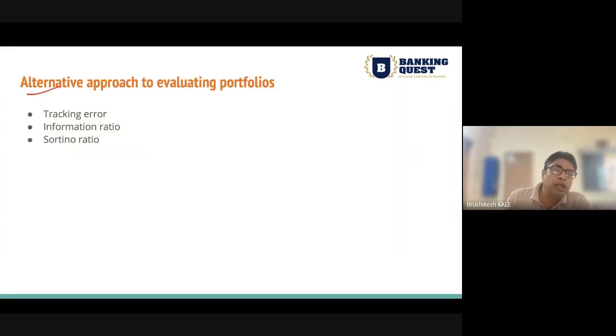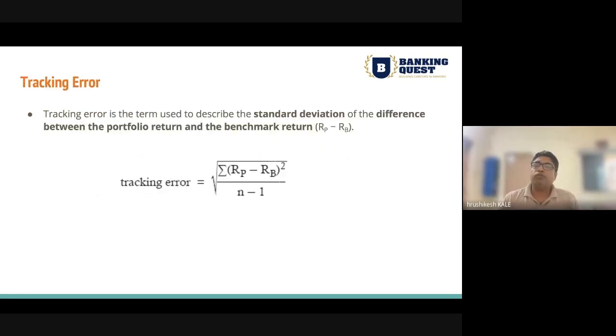Now, there are some alternative tracking approaches, which are also called modern approaches for evaluating the portfolio: tracking error, information ratio, and Sortino ratio. Now, let's see them one by one. Tracking error speaks about standard deviation, but in relation to the benchmark. This B is the benchmark.